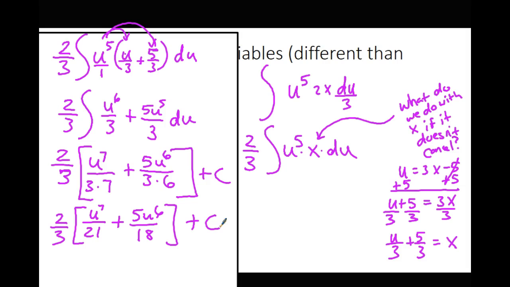Factor? Oh, you mean distribute in? Yeah, we're going to distribute it in. So, top times top, bottom times bottom. This will become 2u to the 7th over 63, plus top will be 10u to the 6th over 54.